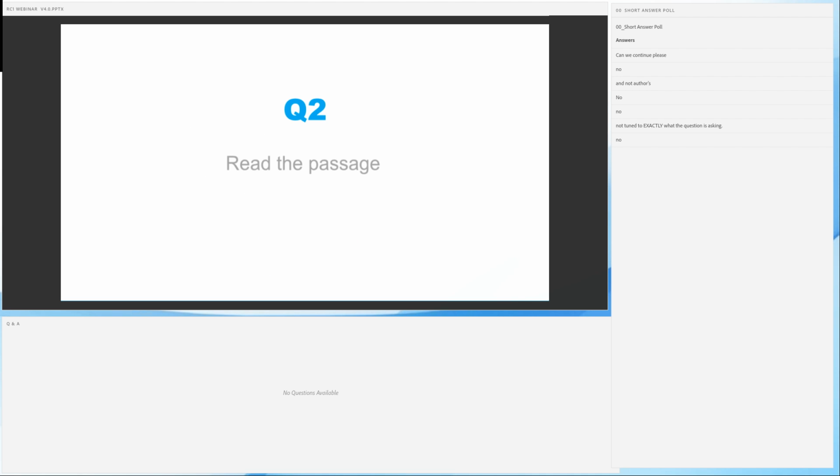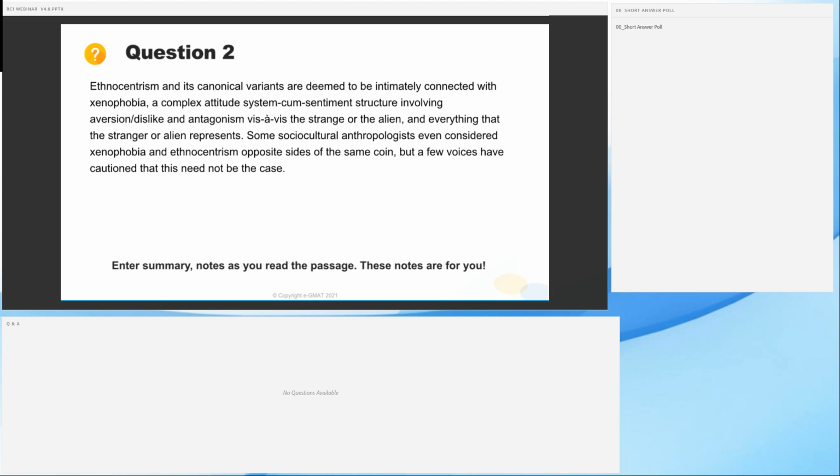With that, let's look at the second passage. Again, the same process that we're going to really do. We're going to go through the second passage here, and I'm going to put in a yes, no poll. You can select no and then toggle to yes once you're done reading. As soon as you're done reading, type in your summary and just press enter so that it comes over here in the short answer poll.